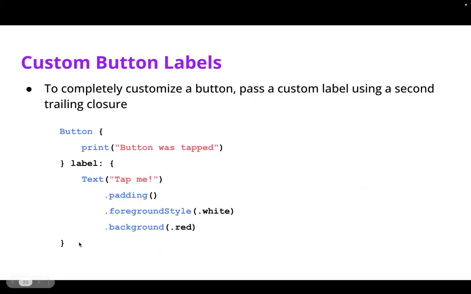So here, after defining our action, which is printing out "button was tapped," we're defining this label where we're customizing it more by including padding, a foreground style, which is the color that we want our text to be. In this case, we want our text to be white, and then also defining a background color. In this case, we're saying that we want our background to be red.